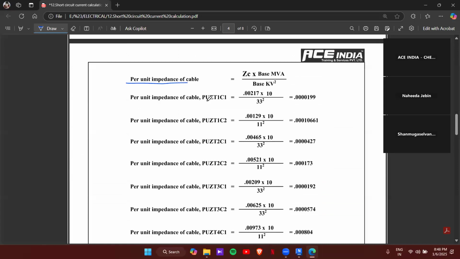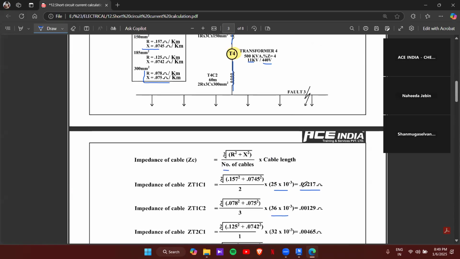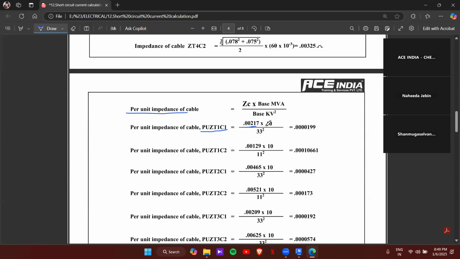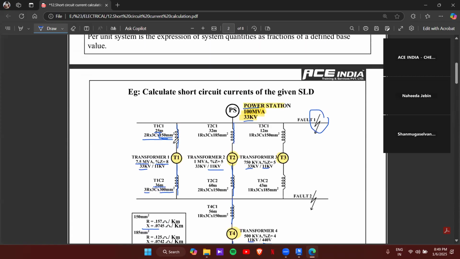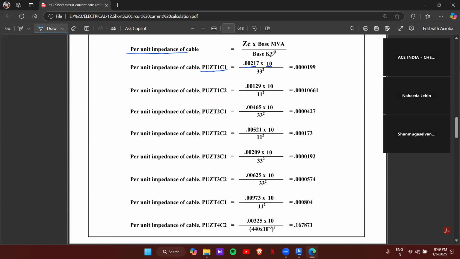So first, you can start with T1 C1 again. So per unit impedance of T1 C1, that is transformer 1, cable 1. The impedance you can get from here, that is 0.002171. Okay, so you substitute that value. Base MVA, we are considering 10 as minimum. Then base kV square. This is T1 C1, right? So the supply voltage through this line is 33 kV, so divided by base kV square means 33 square. Again, you will get the value here.